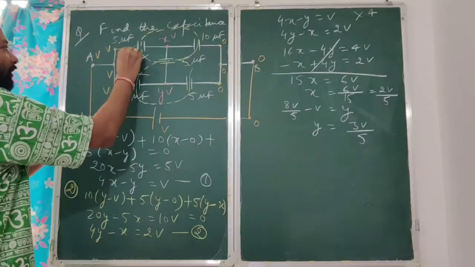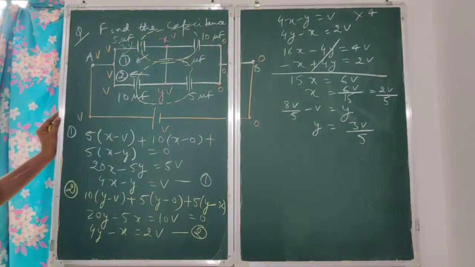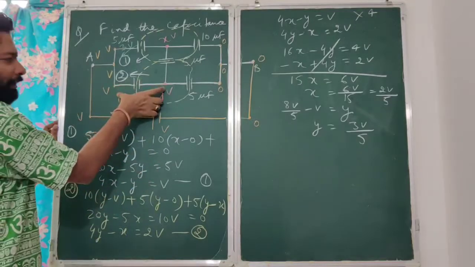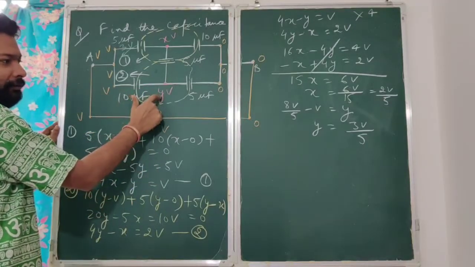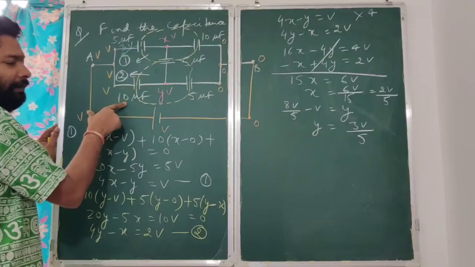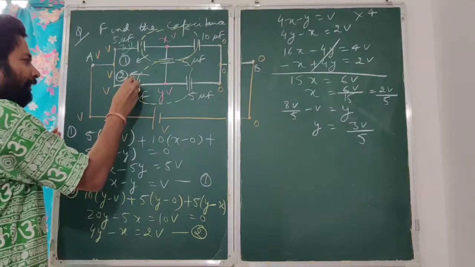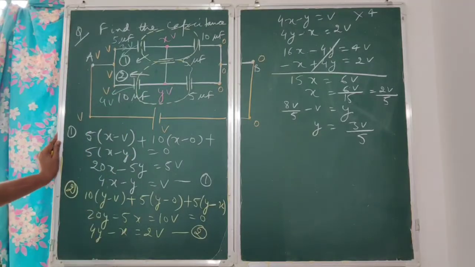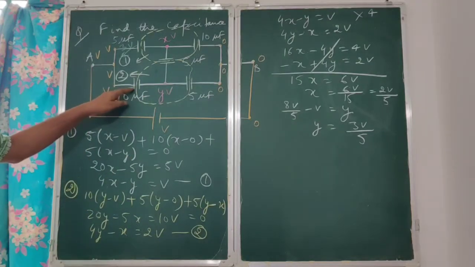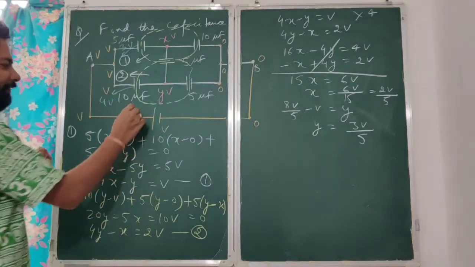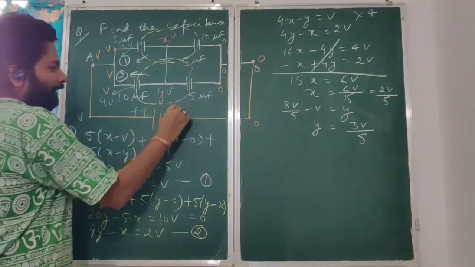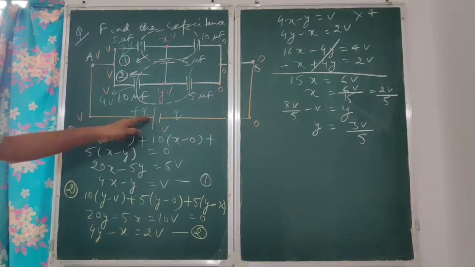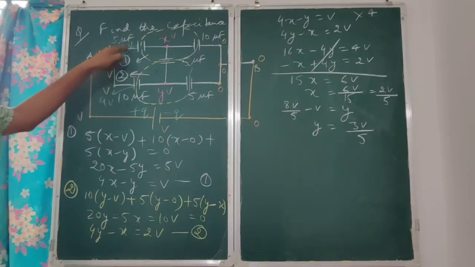So the charge on this is 3v. Similarly, here what is the potential difference? v minus y, so that will be 2v by 5. Multiply it with this. So how much will you get here? 4v. So this is the charge which is coming here. Now this battery would have supplied a total charge of plus q, and here minus q would have returned back. So what is the total charge supplied by the battery in terms of v? It is 4v plus 3v, which is 7v.